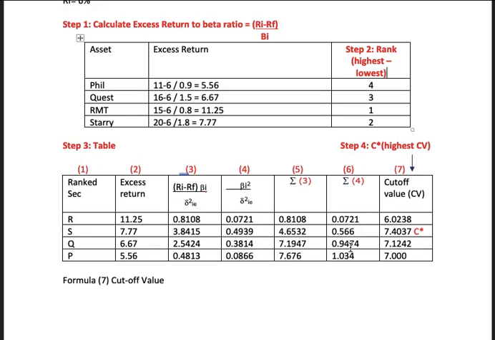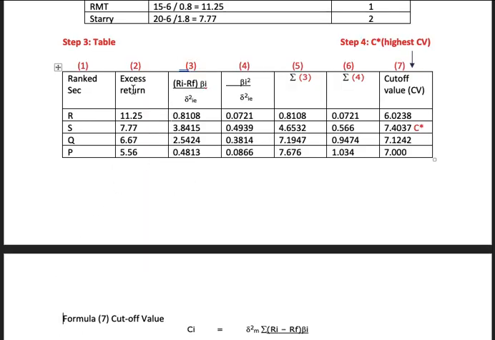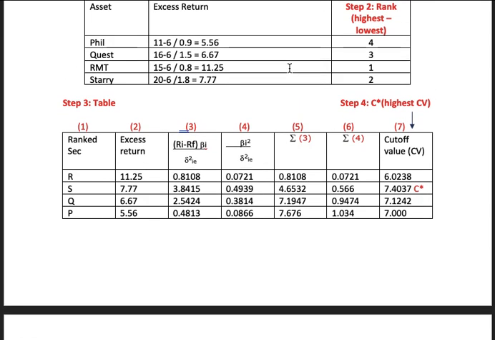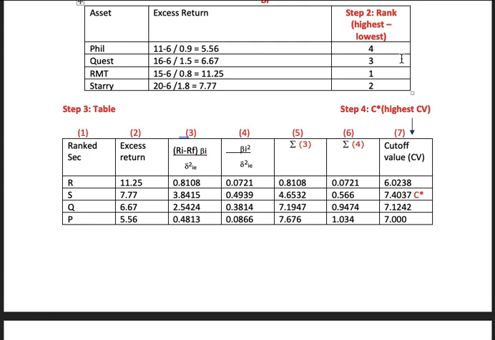Step number 3 is a bit long. In step number 3, you have to come up with a table with 7 columns. What I marked in red here: column number 1, column 2, column number 3, number 4, number 5, number 6 and number 7. Column number 1, you will enter the ranked securities according to the ranking you made just now. We start with R, the highest, 11.25, followed by S, 7.77, Q, 6.67, and the last one, P, 5.56.